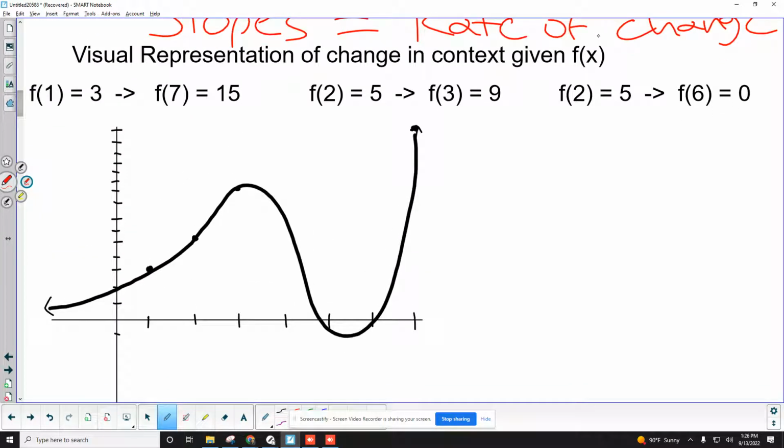I have a function. There's some equation that gives me this graph. I picked a couple of points because they end up on whole numbers and they're nice to use, but I can pick any point I want. And I'm going to ask you, hey, what's the change from here to here? And you could say, well, I started at this point (1, 3), and I ended up at this point (7, 15).